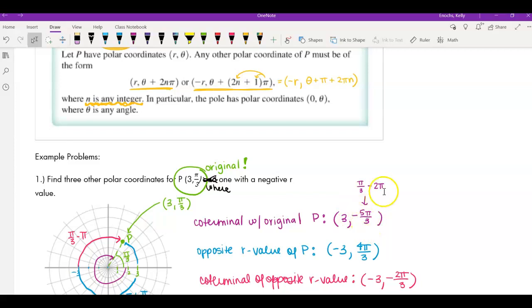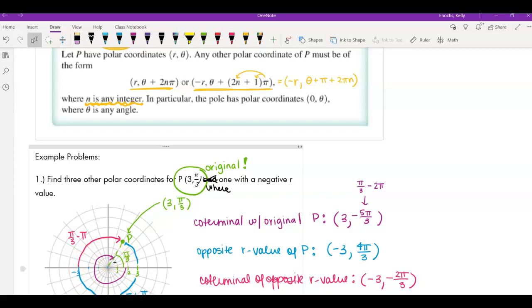How did I come up with that value? Well, I did pi over 3 minus 2 pi. You're going to have to change your 2 pi there to have common denominators. So it's really pi over 3 minus 6 pi over 3. And that's how I got my negative 5 pi over 3. So that's your coterminal angle with this original point. You can see the green point P, and then to go backwards around the circle would be the coterminal angle.